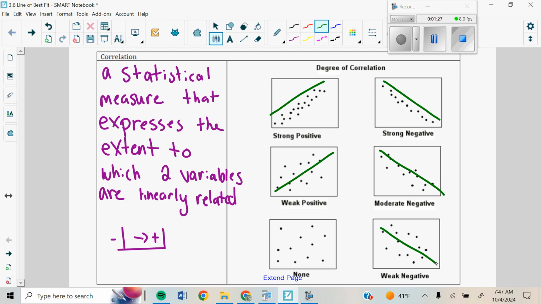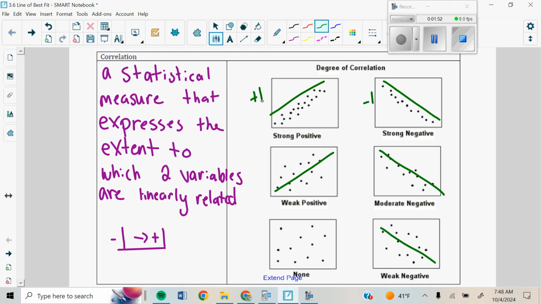Strong, moderate, and weak is all dependent on how tightly close those points are to their line of best fit. And we'll talk about that in a moment. But it goes from -1 to +1. So if it's got a -1, that's going to be a really strong negative correlation. Okay, so that's going to be close to -1. Okay, a strong positive would be close to +1.